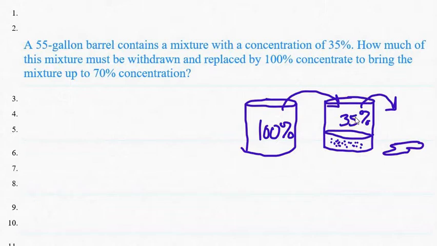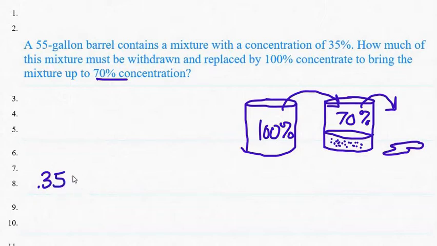Okay, we want to bring that up. Let's go ahead and just erase this. We want to bring this up to a 70% concentration. Okay, so this is what we're going to do. We're going to let x be the unknown amount, and we're going to take, so what should I write down here?